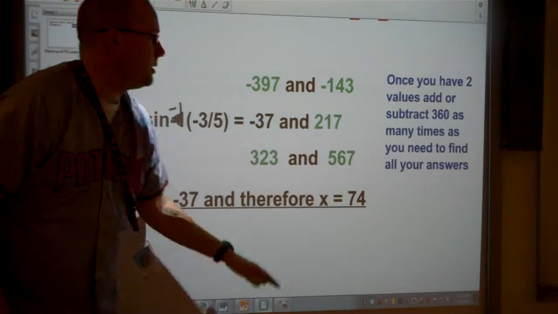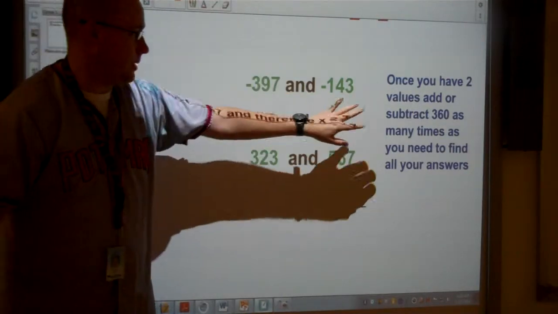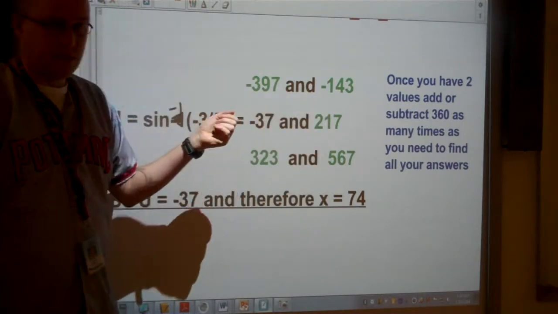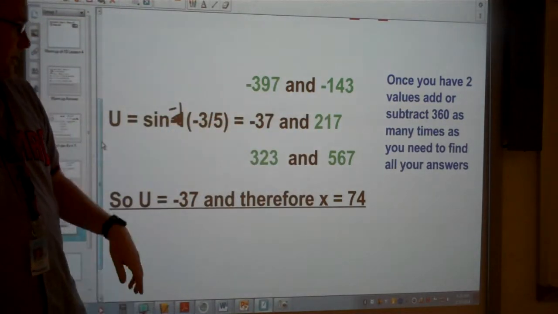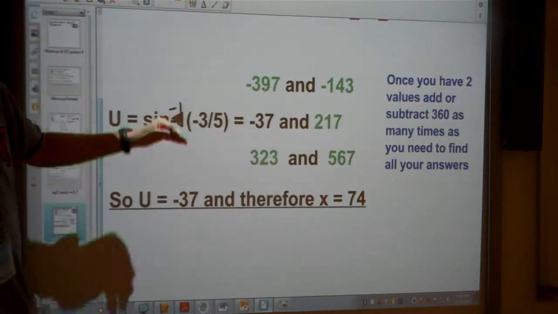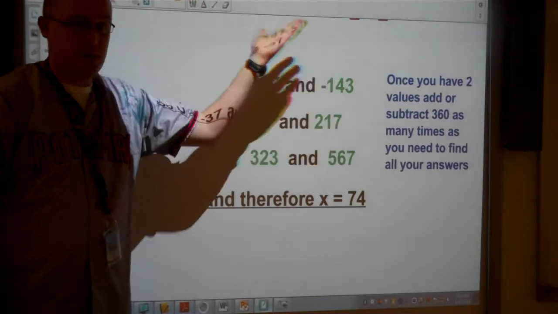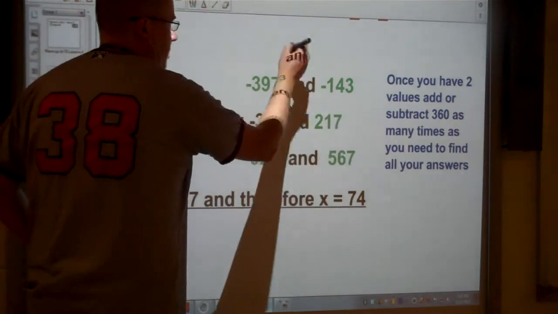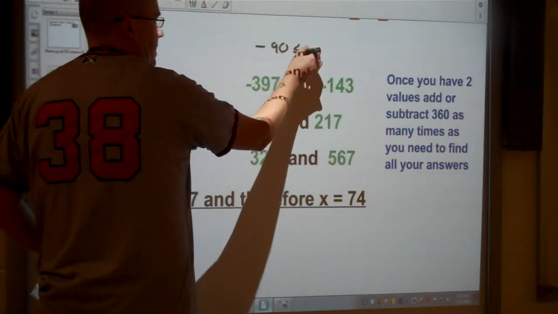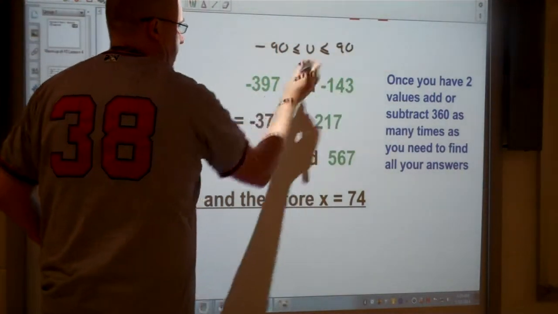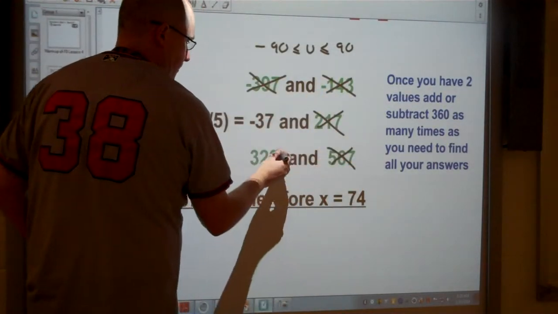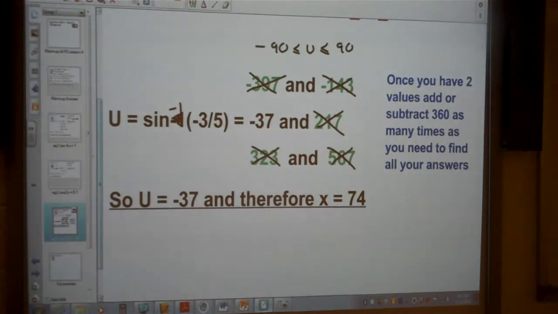Now, once we've got those two answers, remember we can add 360 as many times as we like, which is what the little comment says over here. So we can add 360, we can add 360. We can go the other way as well, and as we have negative limits for this question, we can subtract 360 and subtract 360. The reason I put all these in a different colour is that our original limits were negative 90 to 90, so this number doesn't count, neither does this. In fact, we only ended up with one answer.